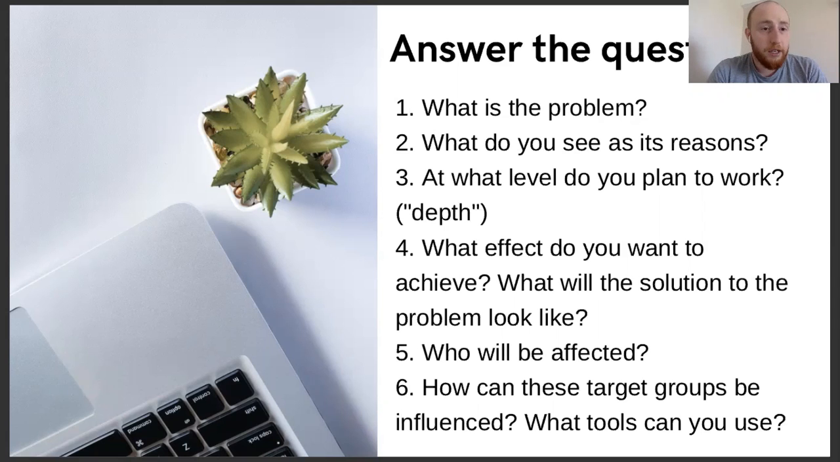Then on the sixth question, you think of how these target groups can be influenced. You try to understand this target group, to empathize with them, maybe to go and talk to them and ask them if they're influenced by this problem or not. And then you think about tools that you can use with this target group. And it should be the most efficient tool for this target group. For instance, if you work with youth, the methods that you use should also be from the list of methods that youngsters or school children like. It shouldn't be something boring.